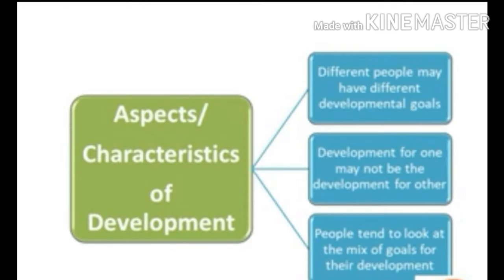Now, aspects or characteristics of development. There are three aspects or characteristics of development. One is, different people may have different developmental goals. Second is, development for one may not be development for others. And third, people tend to look at a mix of goals for their development. These three are the aspects and characteristics of development. These are very important.